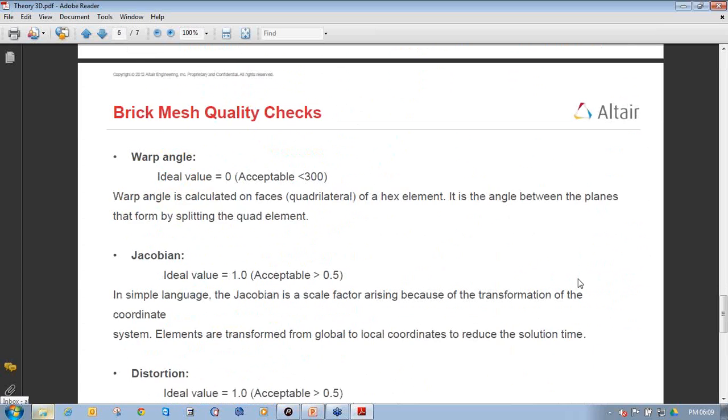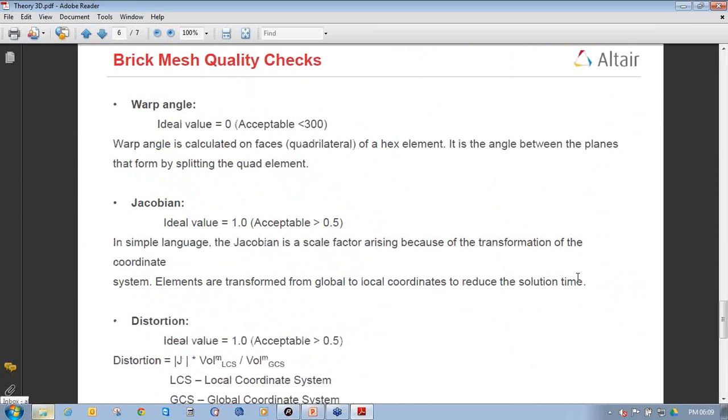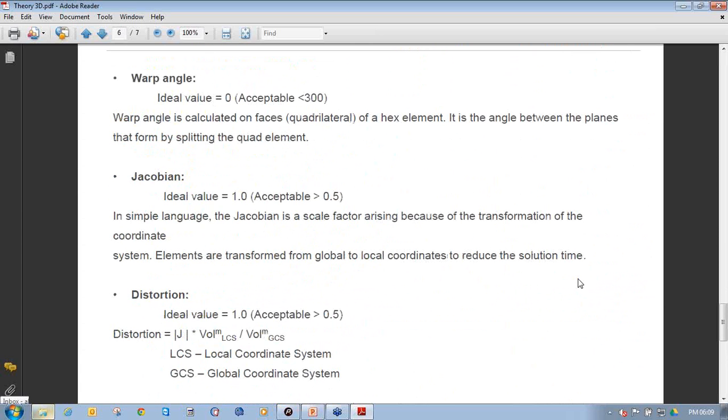Then we will discuss some quality checks for brick mesh. So in brick mesh we calculate warpage angle. The ideal value of warpage angle is 0. Acceptable should be less than 30. Warpage angle is calculated on face of each of the quadrilateral element of hex element. It is the angle between the planes that form by splitting the quad element.